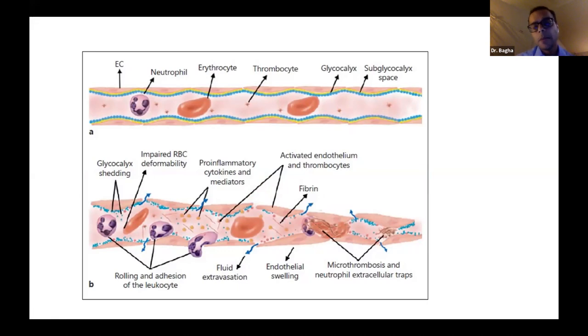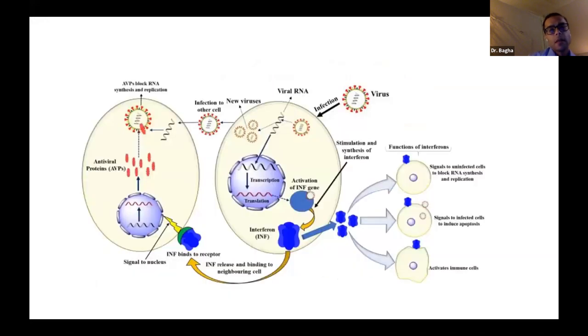And this is why it becomes very important for us to be using enoxaparin or a heparin when it comes to treatment of these patients. Remember that this inflammatory response is supposed to be a positive response in terms of protecting ourselves from the virus, in terms of our cells getting infected by the virus.